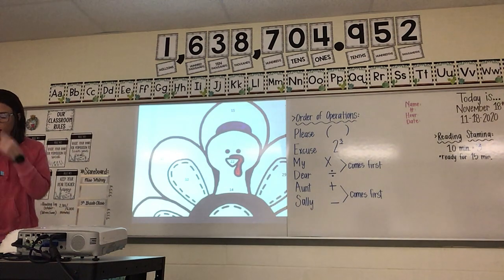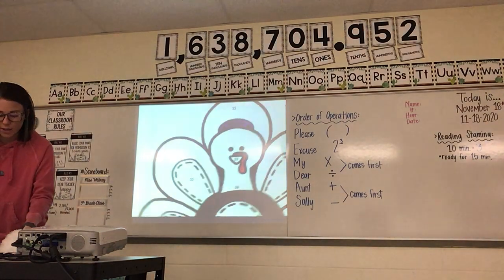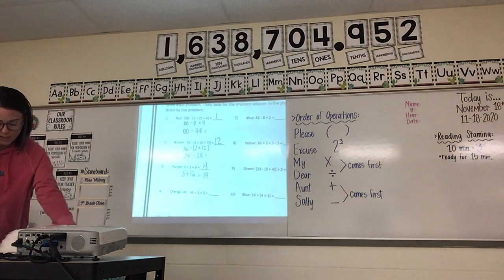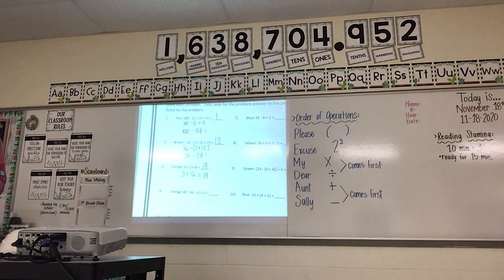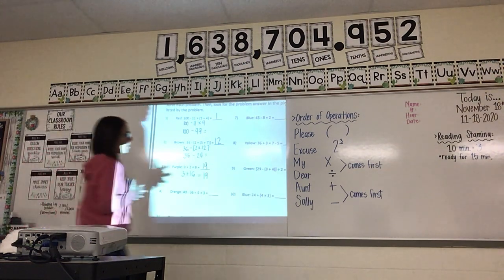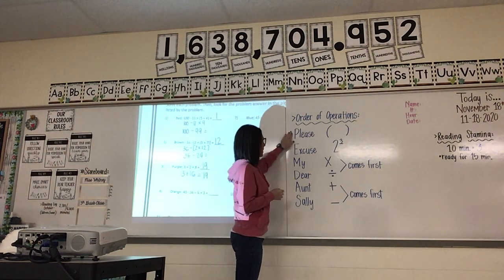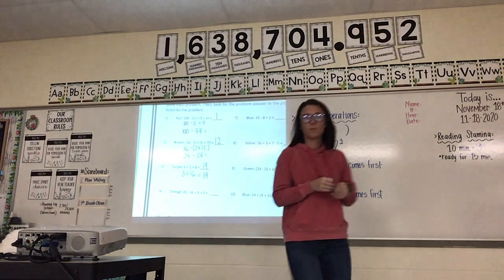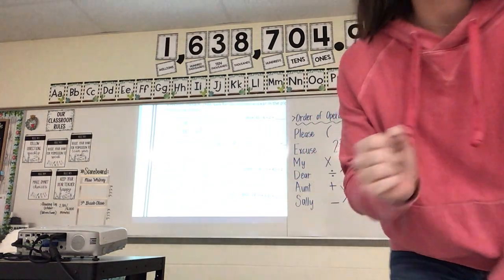Perfect. All right, so I've got my turkey started. We would just keep going until our whole turkey gets done. It looks like we have 18 problems that we have to finish so that our turkey is all the way colored. Don't forget, as long as you are using your order of operations, please excuse my dear Aunt Sally, you should be just fine. Do your best. Good luck. I can't wait to see your turkeys.